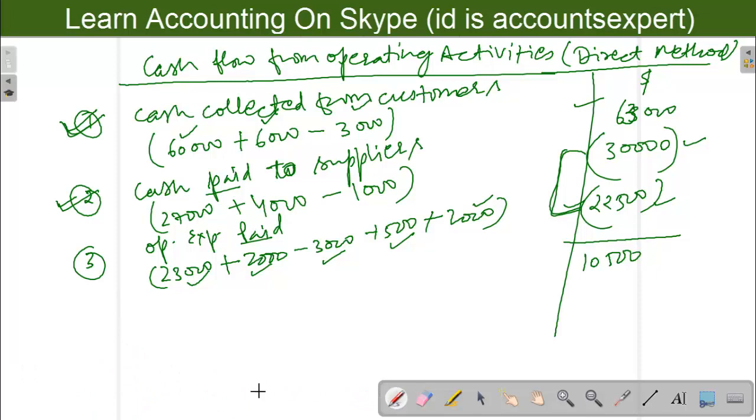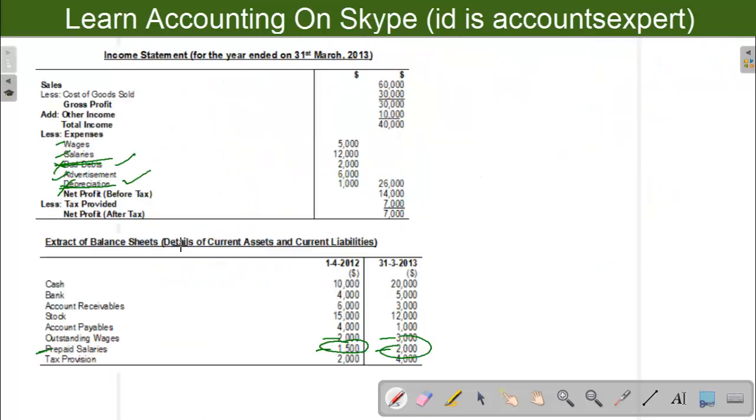And one more thing we have to subtract, and that is what? Tax paid. Tax paid is also an item of outflow. Due to tax payment, there is cash outflow. So tax payment we have to consider under which activity? Operating activity. So let's see how much tax was paid during the year. See the question. What is the tax provided during the year? 7000, isn't it?